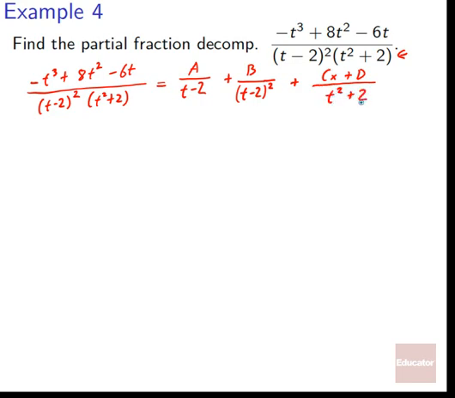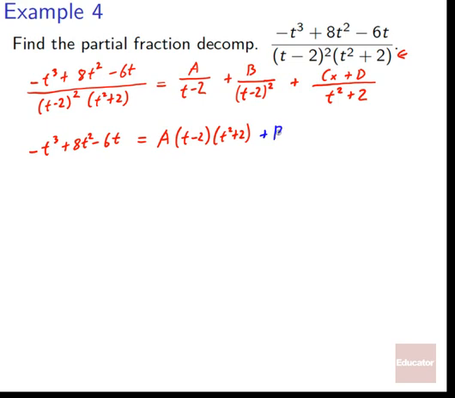Great. So at this point, we multiply both sides by the denominator. Multiply both sides by the denominator, and we will get negative t cubed plus 8t squared minus 6t equals a times, so it got hit with t minus 2 squared times t squared plus 2. So it's going to cancel out one of those t minus 2's, and it will be left being multiplied by t minus 2 and t squared plus 2.